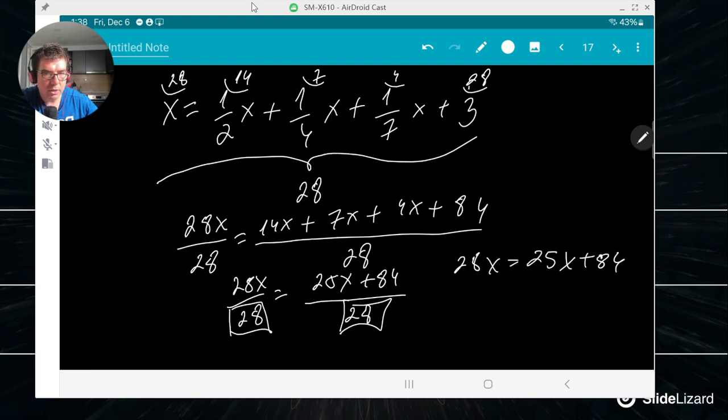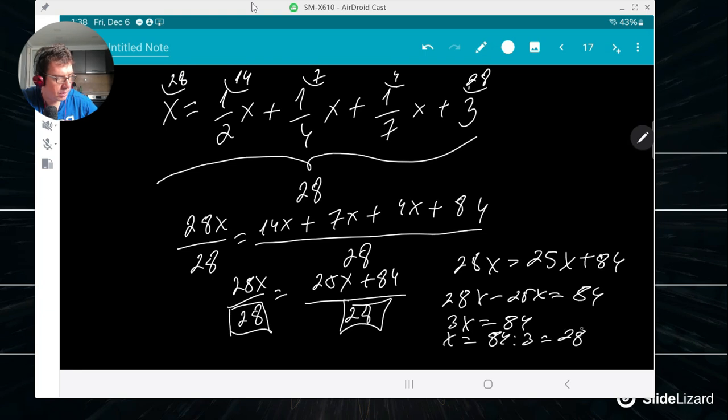We move to the other side with a minus. 28x minus 25x equals 84. 3x equals 84. x equals 84 divided by 3, which is 28. So he has 28 students in total.